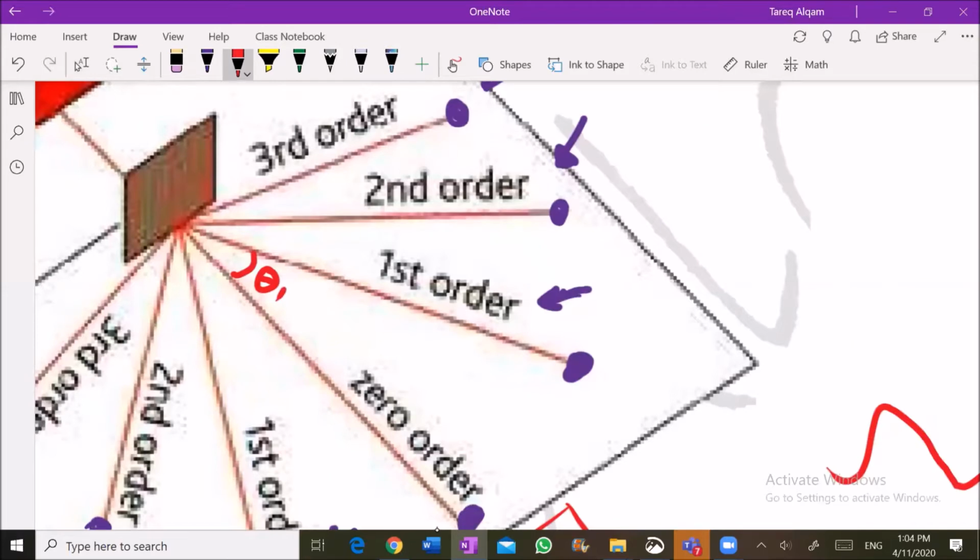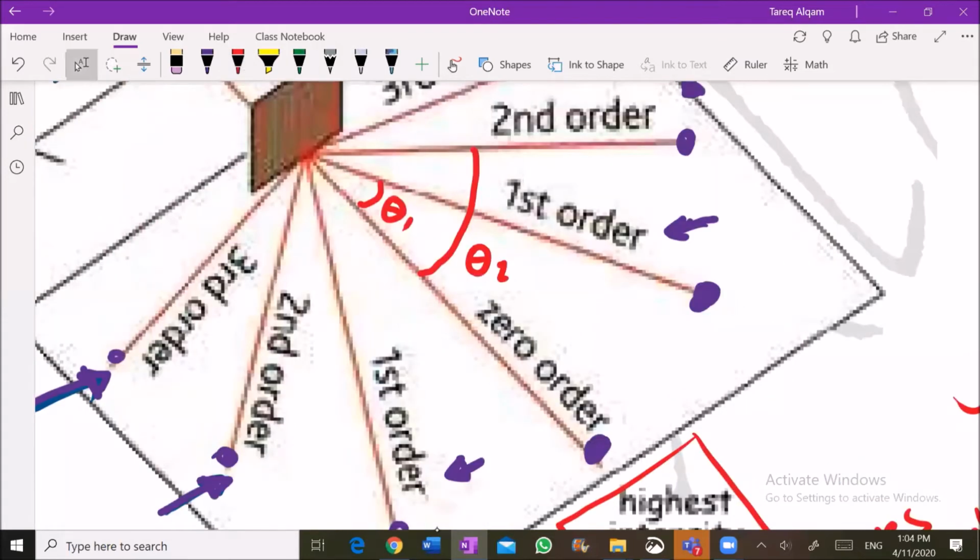This is theta 2. It's the angle between the zero order and the second order. This is theta 3, which is the angle between the zero order and the third order. Guys, any question about that?